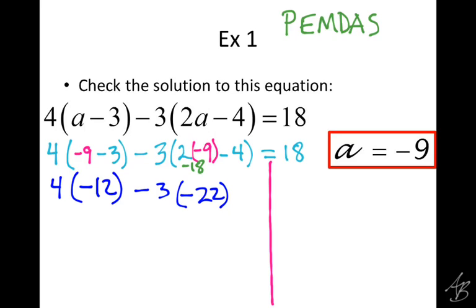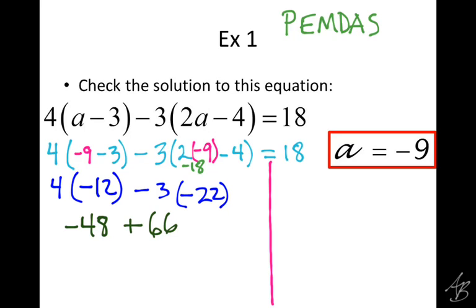What's the next thing we do after we take care of parentheses? Are there any exponents to take care of? No. Okay, how about multiplication or division? There's some multiplication, right? So one of the multiplication we have is 4 times negative 12, which is? 48. Nope. 4 times negative 12 is? Negative 48. And then negative 3 times negative 22 is? Positive 66.